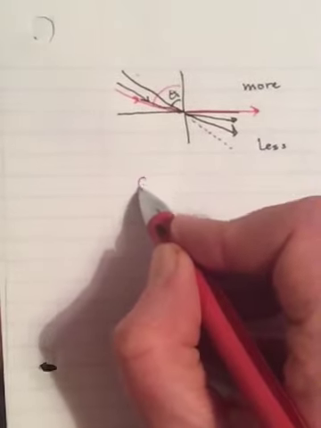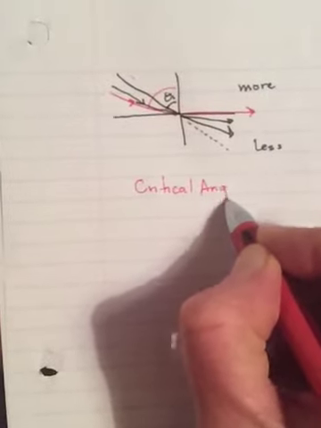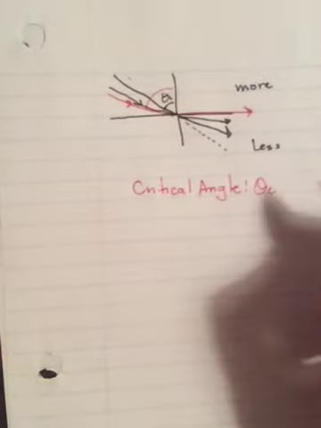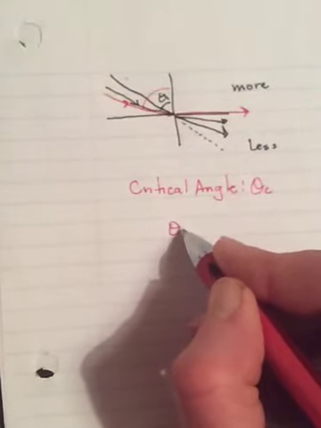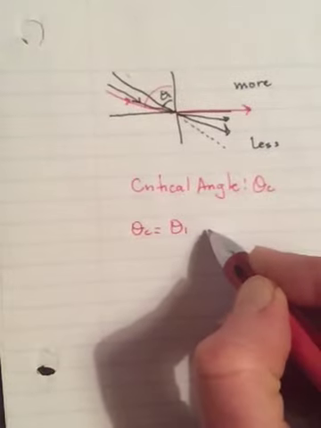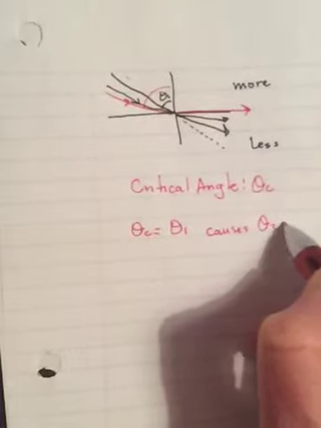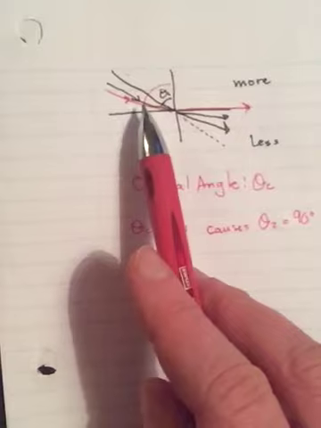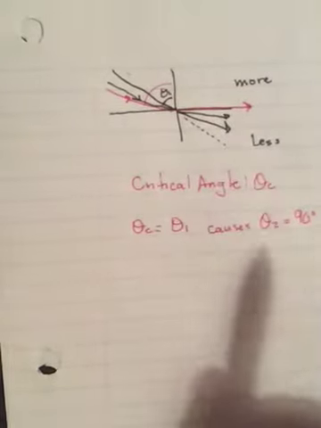When that happens, what you've found is the critical angle for this particular substance. We usually call this theta C. The critical angle is the angle that theta 1 is equal to which causes theta 2 to be 90 degrees. By definition, the critical angle is the angle of incidence which makes the angle of refraction 90 degrees.